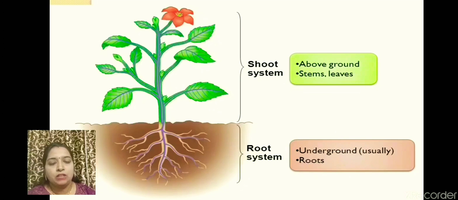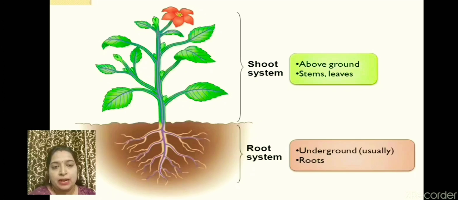But the part of the plant which is above the soil, what is it called? It is called the shoot system. If you see a plant in your garden or anywhere, what do you see? You see the part which is above the soil. So what do you see in that? You see there are many leaves, there are branches, there are flowers, buds, fruits.